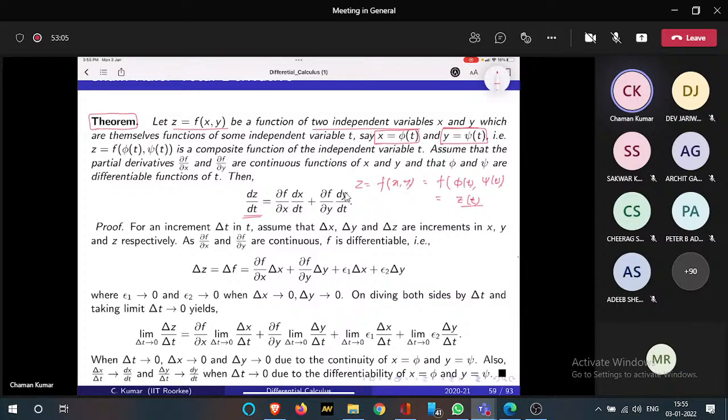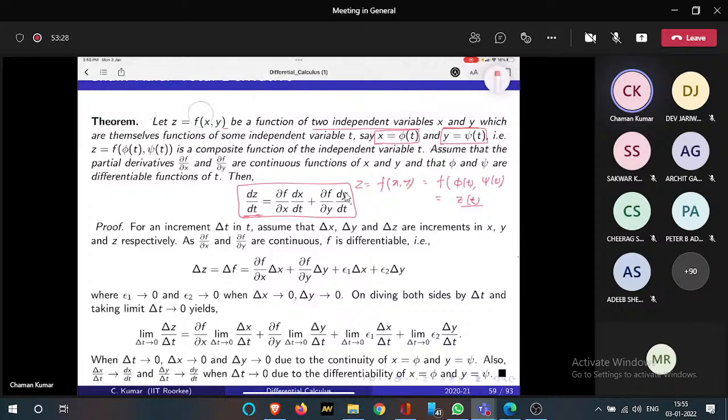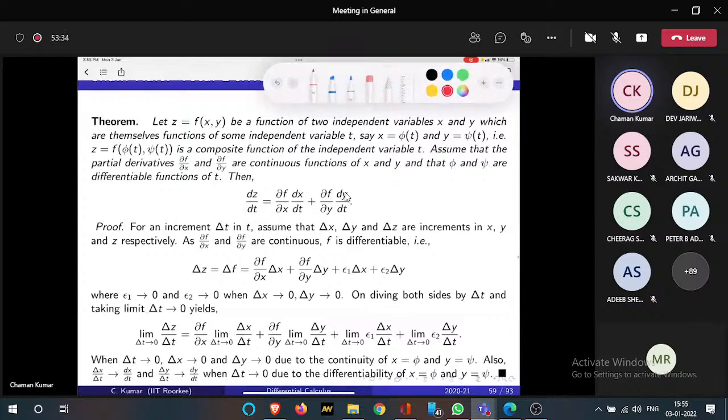The derivative of z with respect to t is equal to the partial derivative of f with respect to x times the derivative of x with respect to t, plus the partial derivative of f with respect to y times the derivative of y with respect to t. This is the chain rule. Now the proof of the chain rule is very simple. I'll quickly go through this.